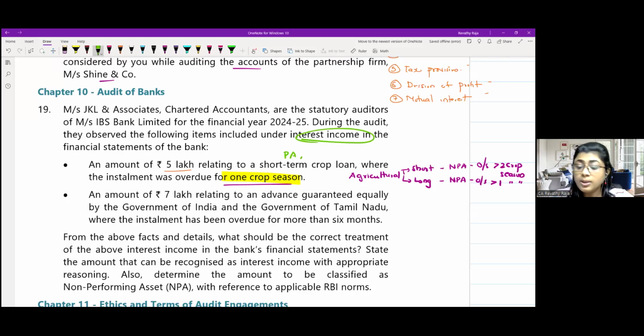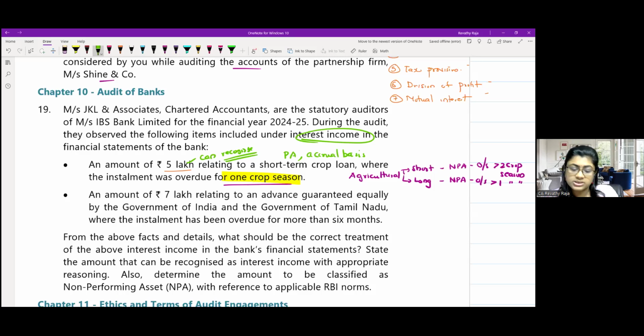Now, the 5 lakh interest. Performing means interest is on which basis, accrual or cash? Performing means it is accrual basis. So can you recognize 5 lakh in the P&L account? The answer is, you can recognize 5 lakh in P&L. Can you reply whether you understood? Since it is an agricultural advance.